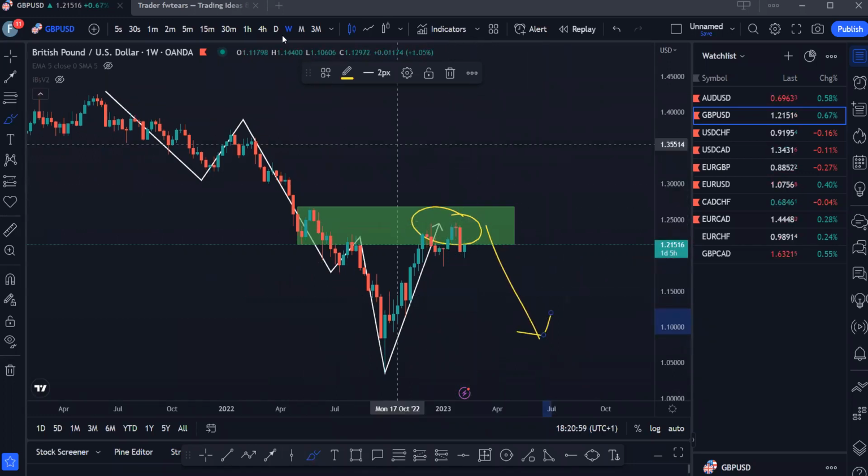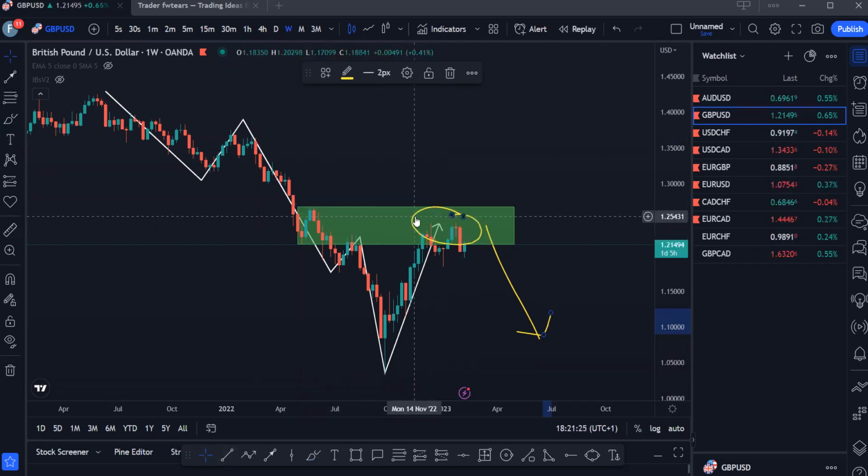Okay, but you won't just take entry on the weekly. If you take entry on the weekly, your stop loss will be very, very wide, and then you might be waiting for, you know, months, if not years, to take profits on just one trade. So when you see a zone, a point of interest on a higher time frame like weekly, you want to go to a lower time frame to get your entry.